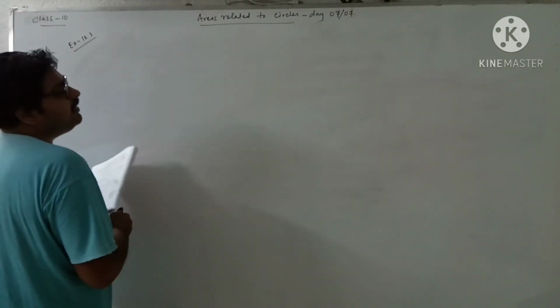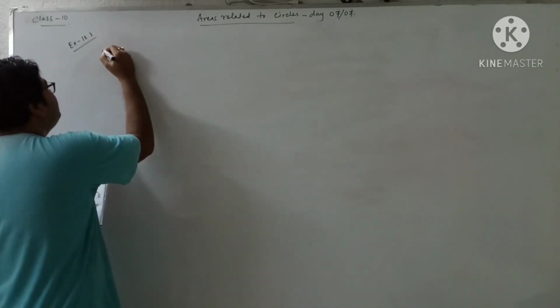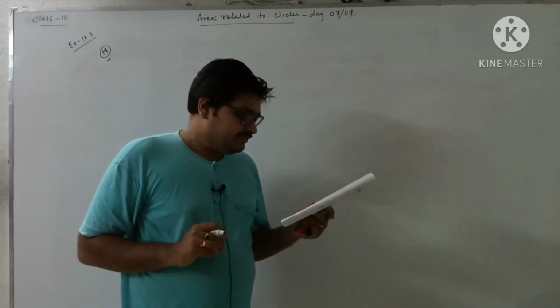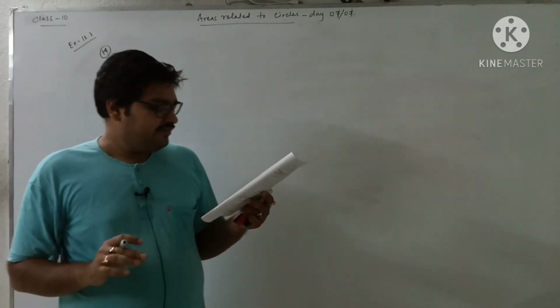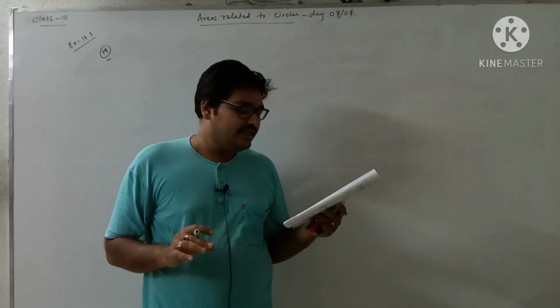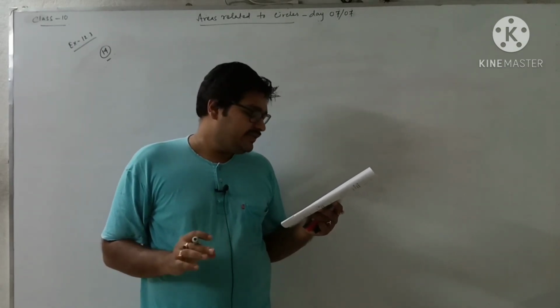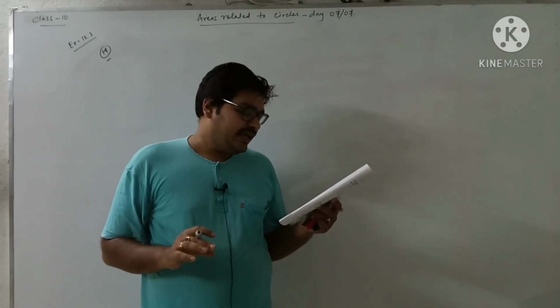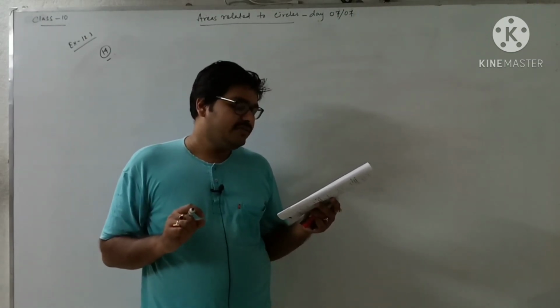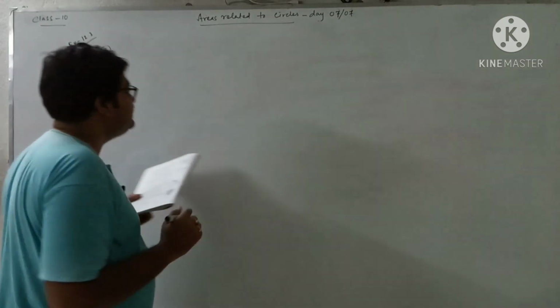Question number 14. What is the sum? Once you read it: AB and CD are respectively the arcs of two concentric circles of radii 21 cm and 7 cm with center O. An angle AOB equal to 30 degrees is given. We have to find out the area of the shaded region. It's very easy to solve.